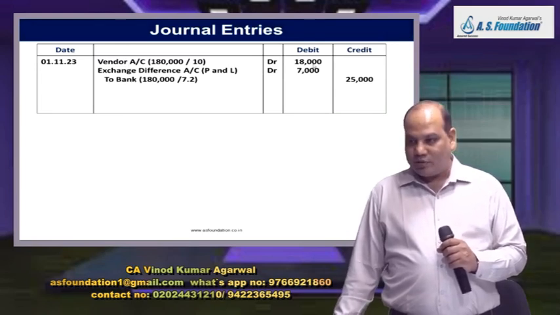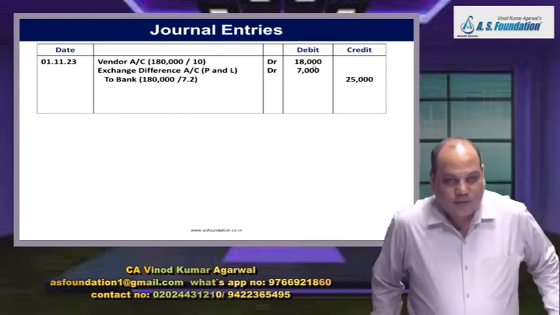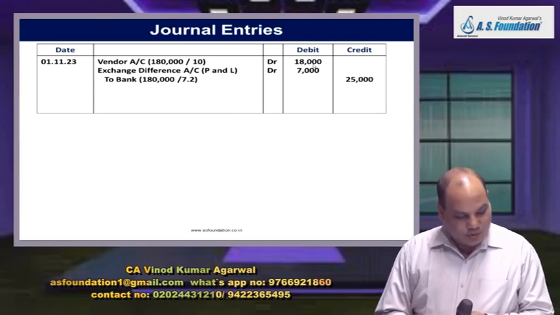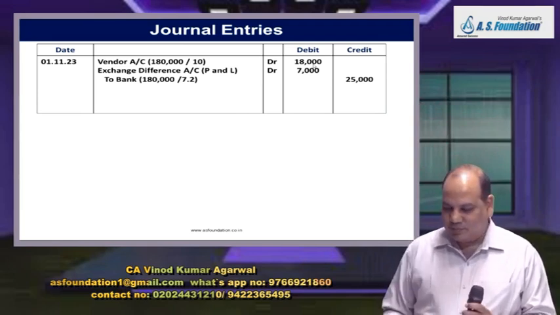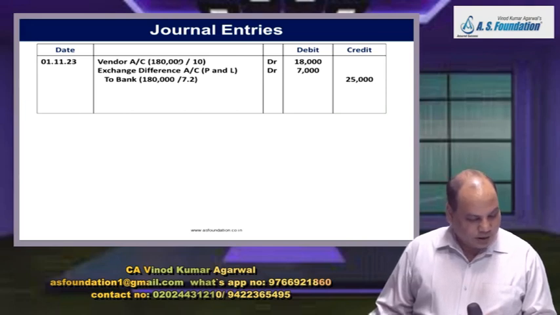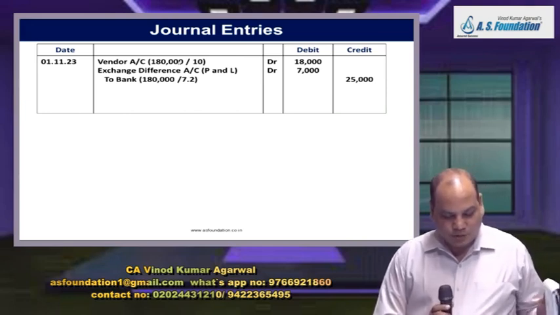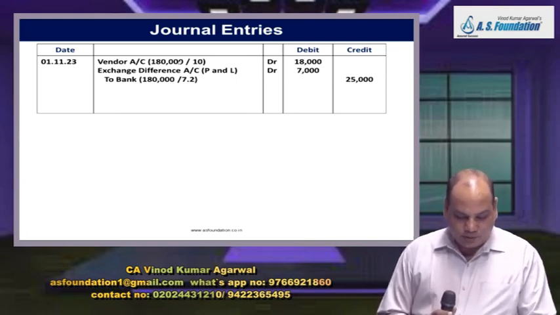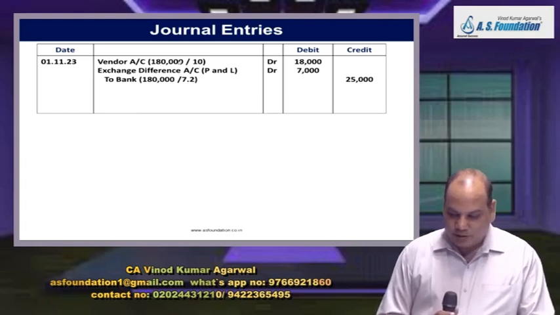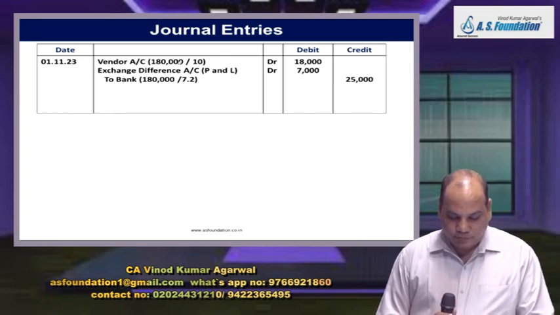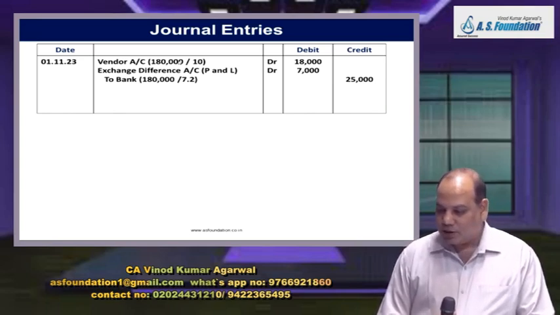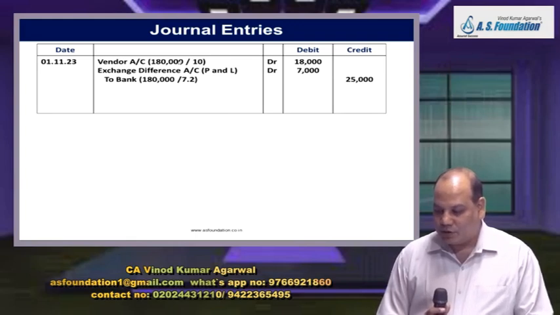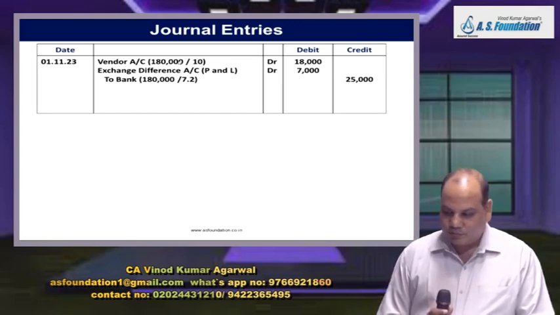Vendor account debit 18,000. Now, why 18,000? We have settled 1,80,000 yen to the vendor. So my book value is 18,000. But when I made the payment, the rate was 7.2. So the payment is 1,80,000 divided by 7.2. So you ended up paying 25,000 rupees. So there is an exchange difference account in the P&L account, 7,000.